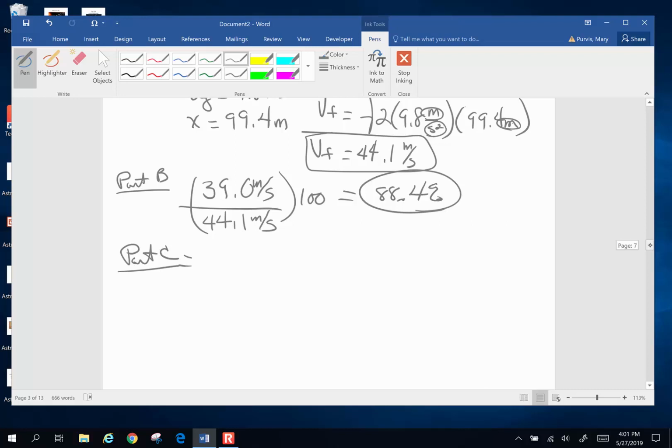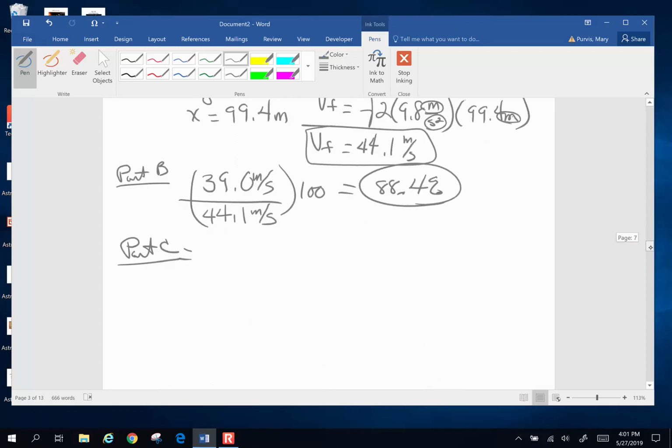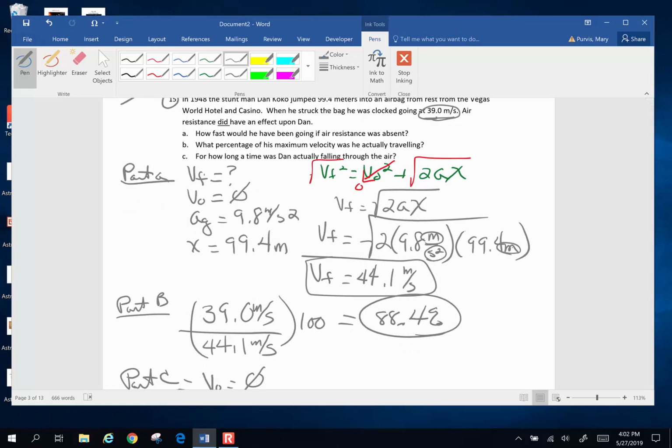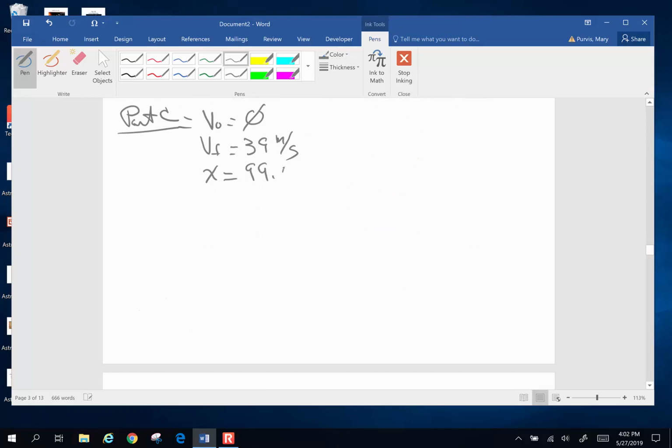Let's take a look at part C. Part C says this: for how long a time was Dan actually falling through the air? So how long a time was he actually falling through the air? Well, let's see what we've got. He had an original velocity of 0. He had a final velocity of 39 meters per second. He fell a distance of, and these are things that we know for certain, 99.4 meters, and we're looking for time.